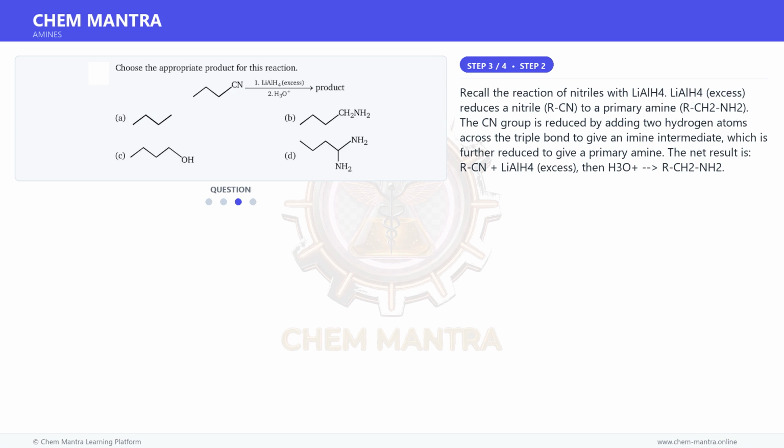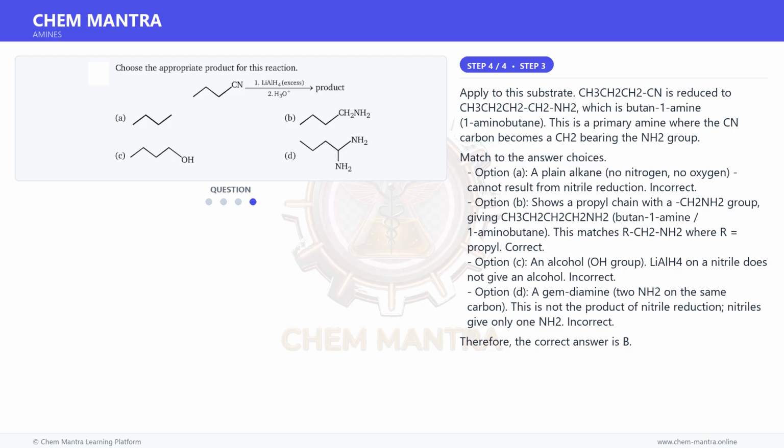Recall the reaction of nitriles with LiAlH4. LiAlH4 in excess reduces a nitrile, RCN, to a primary amine, RCH2NH2. The CN group is reduced by adding 2 hydrogen atoms across the triple bond to give an imine intermediate, which is further reduced to give a primary amine. The net result is RCN plus LiAlH4 in excess, then H3O+, gives RCH2NH2. And for the final step, apply this to the substrate.